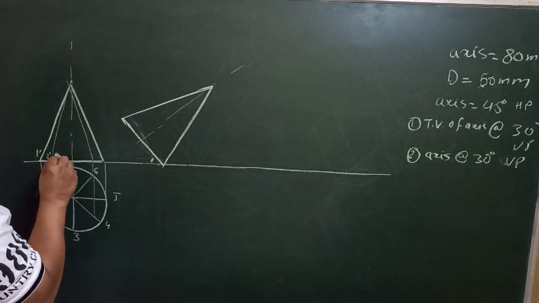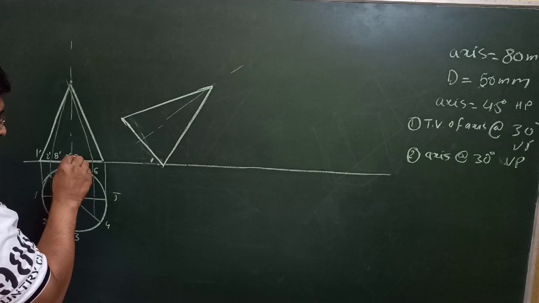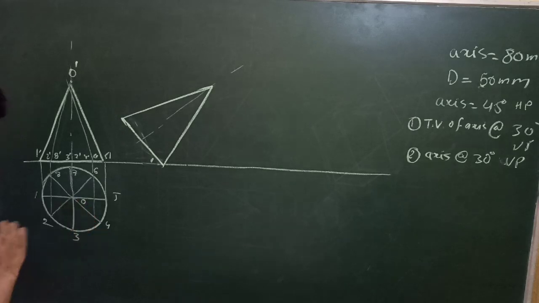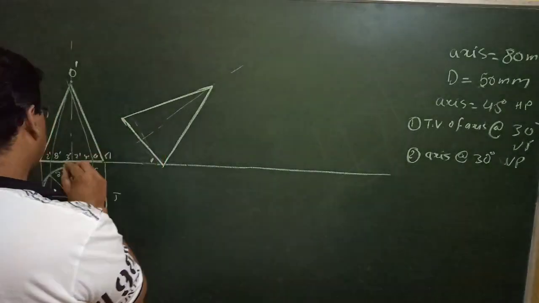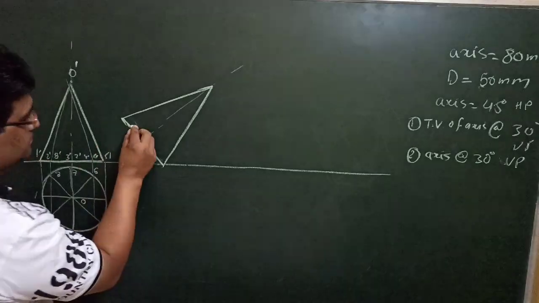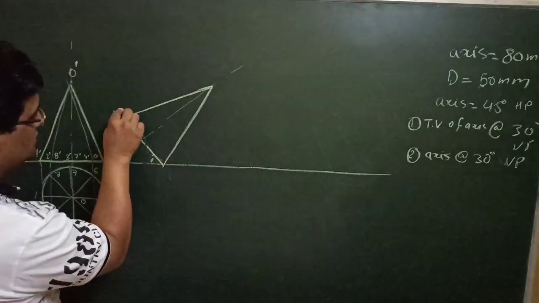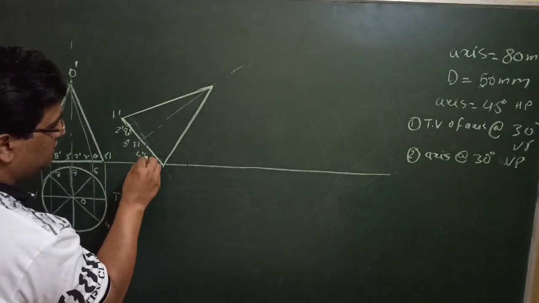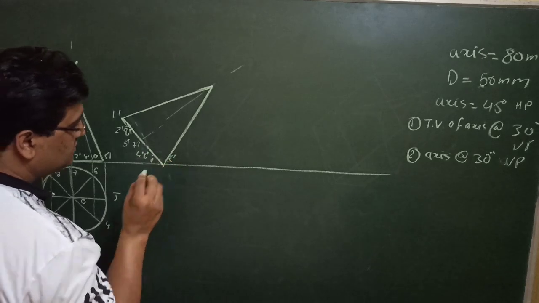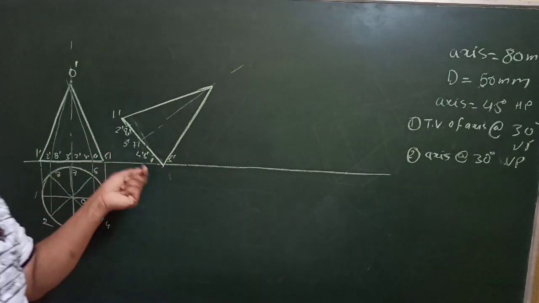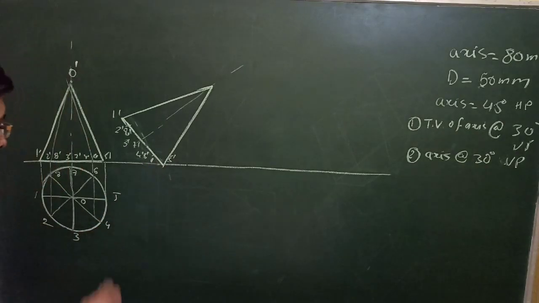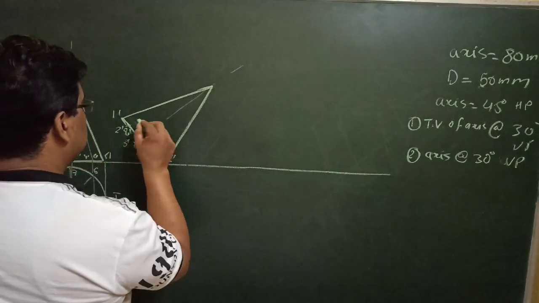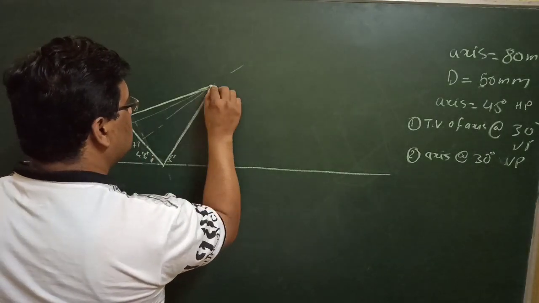This is 1 dash, 2 dash, 8 dash, 3 dash, 7 dash, 4 dash, 6 dash and 5 dash, and say this is O dash and this is O. So here also we can mark these distances from here. This is 1 dash, 2 dash, 8 dash, 3 dash, 7 dash, 4 dash, 6 dash and this is 5 dash. We are assuming that the cone is resting on HP with the corner, that is point 5 dash of the circumference of the base. So we can draw these lines again.